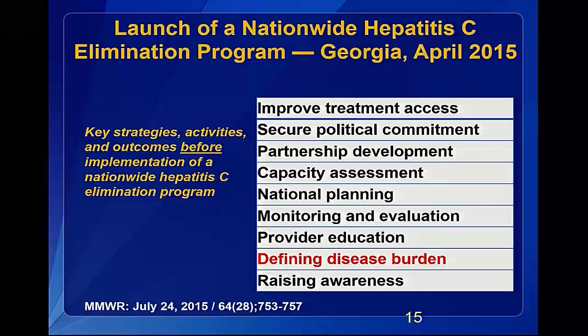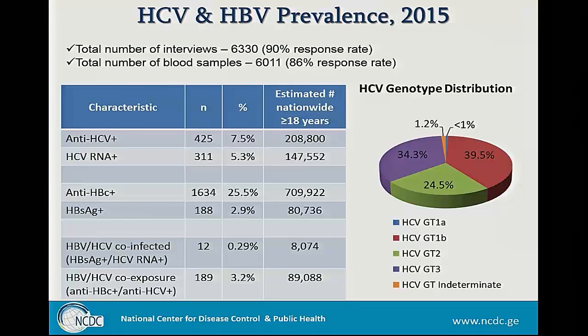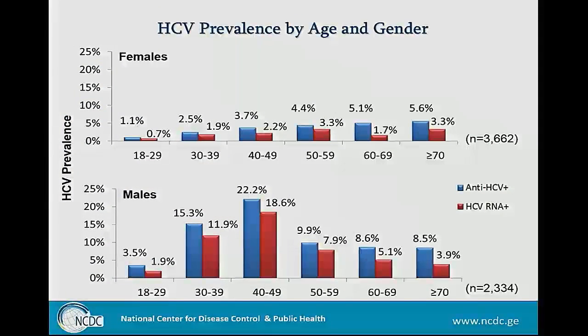So another along that same line of seroprevalence, as some of you may know, we've been working in the country of Georgia on an elimination program, and one of the key activities is defining the disease burden. So we were involved in a sero survey in 2015, which identified an anti-HCV prevalence nationally, these are crude data, of 7.5% and RNA positive of 5.3%, so overall the country has about one in 20 people being infected with HCV.